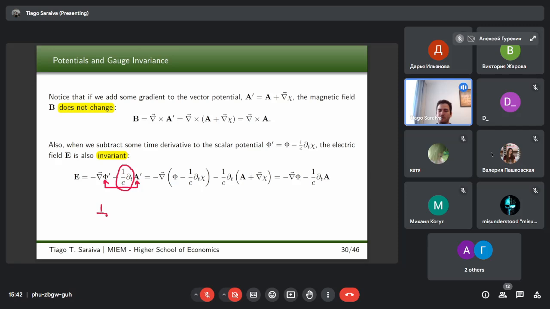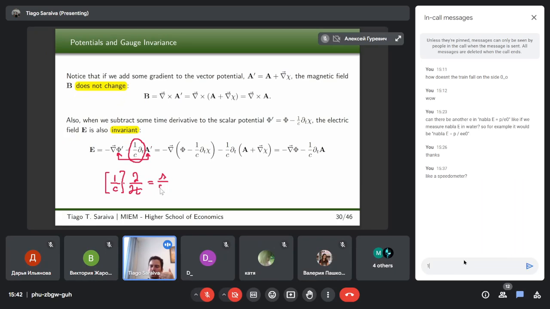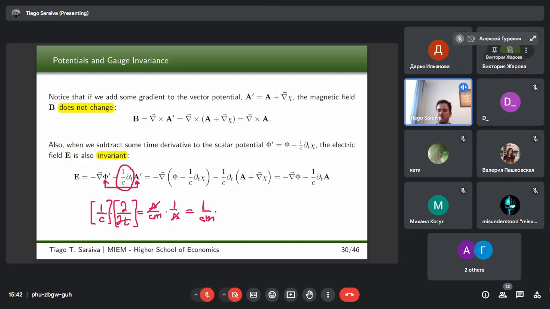And this is actually true, because of 1 over c times the time derivative. What are the units here? The unit of 1 over c, c is length per time, so this will be second per centimeter. And the unit of the time derivative will be 1 over second, right? So cancel second with second, this is 1 over centimeter as well. So you see the symmetry in Maxwell's equations that appears with this definition. This is beautiful. I love CGS units.